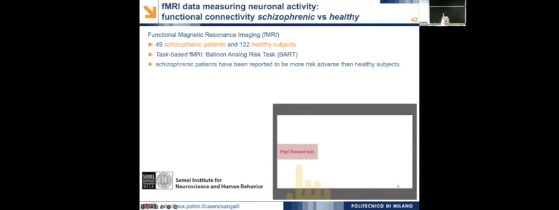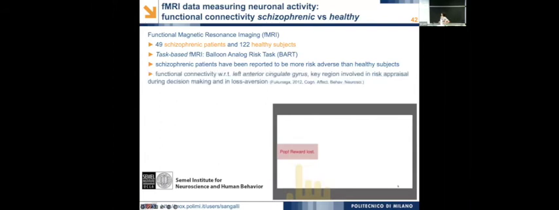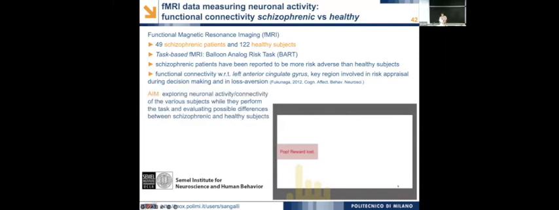Okay, anyway. Now, we are considering this task because schizophrenic subjects have been reported in the literature to be more risk averse than healthy subjects. And somehow we would like to explore their neural activity as they are involved in a task that involves some risk appraisal and decision making of type go, no go. In particular, we compute here functional connectivity with respect to a region of the brain, the left anterior cingulate gyrus, which is a key region involved in risk appraisal during decision making and in loss aversion. And overall, of course, our ultimate goal would be to see if there are differences in what happens in the brain of schizophrenic subjects with what happens in the brain of healthy subjects as they do this video game.